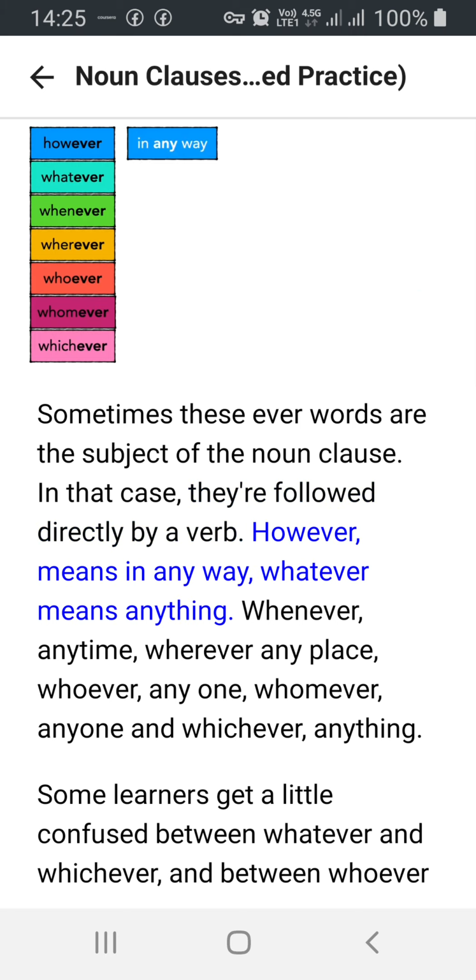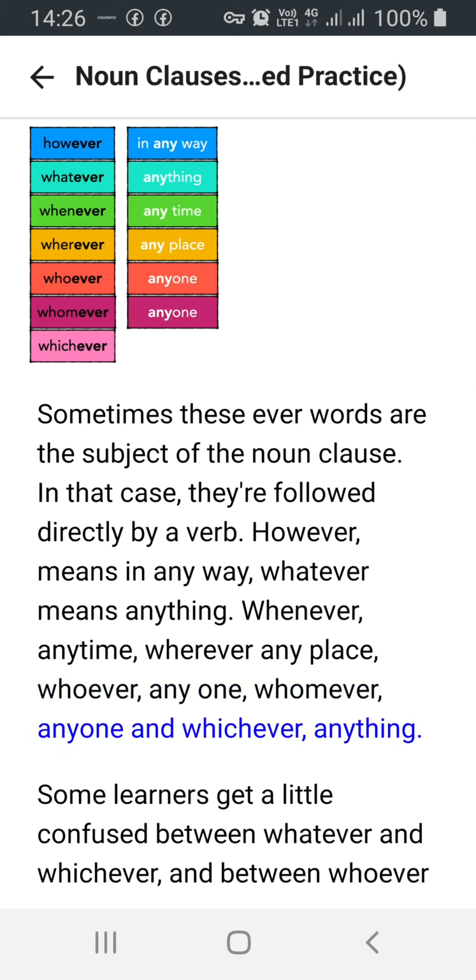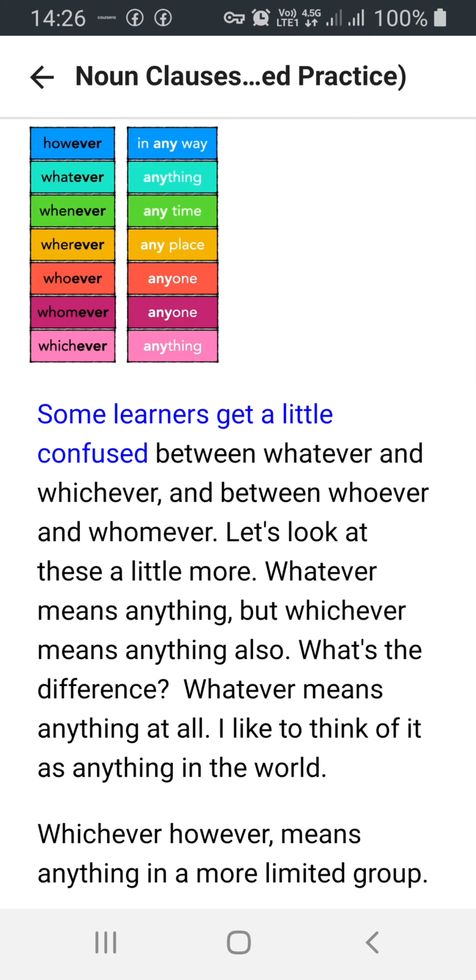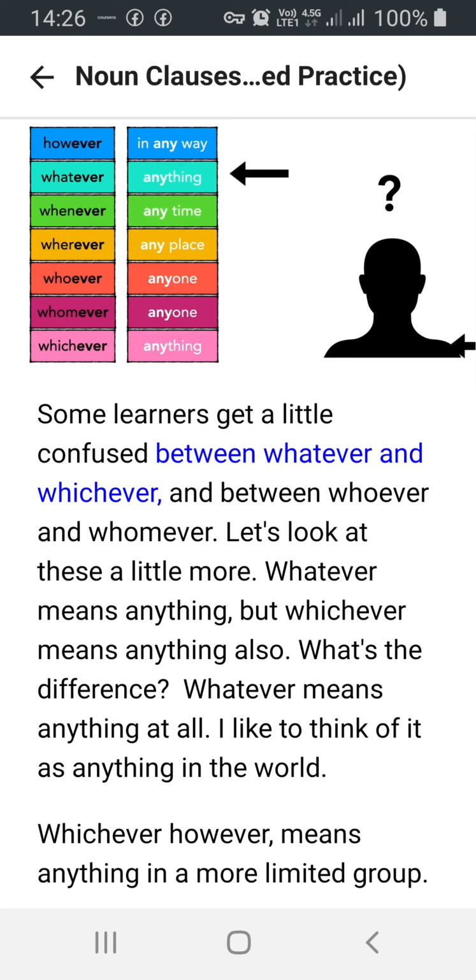However means in any way. Whatever means anything. Whenever, anytime. Wherever, any place. Whoever, anyone. Whomever, anyone. And whichever, anything. Some learners get a little confused between whatever and whichever, and between whoever and whomever. Let's look at these a little more.